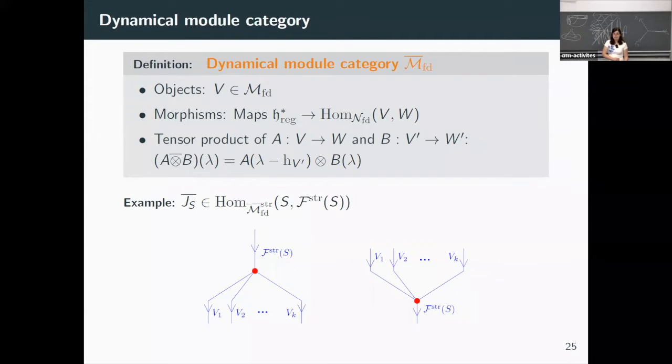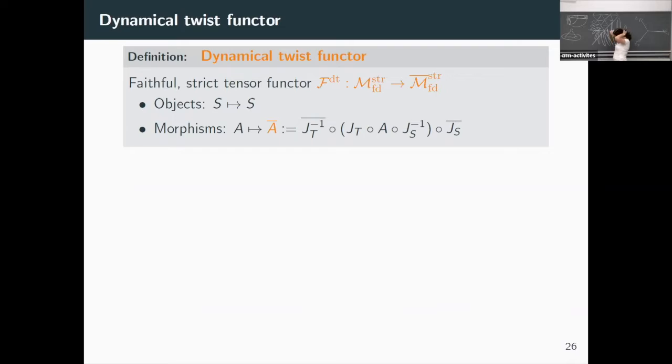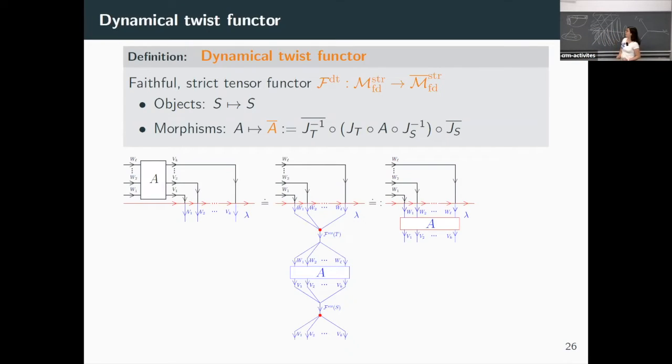And then we introduce what we call the dynamical twist functor. So this is a faithful strict tensor functor from our strictification of the finite dimensional modules to the strictification of this new dynamical module category. So it leaves objects invariant, but it sends morphisms to this dynamical version of the morphisms, which we introduce as basically our morphism itself, composed with both non-dynamical and dynamical fusion operators. So the non-dynamical ones appear here, conjugated with A. Now we get the additional dynamical fusion operators. And so what we've proven is in fact the following thing.